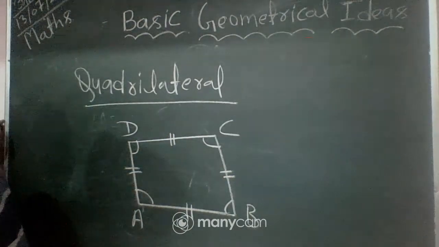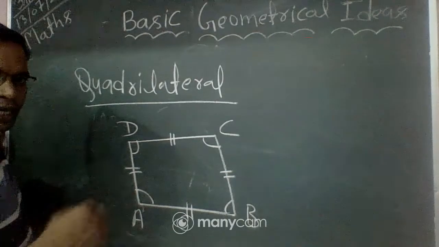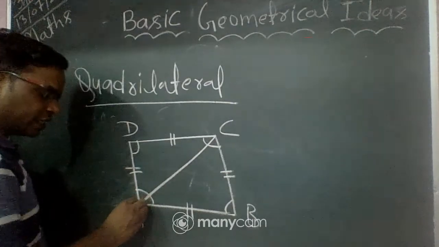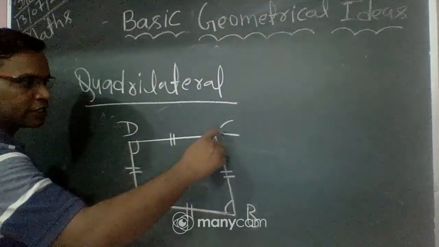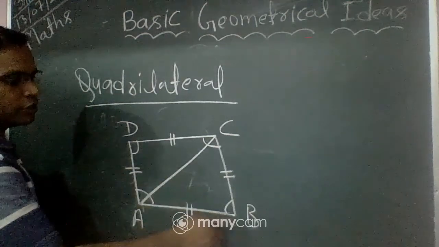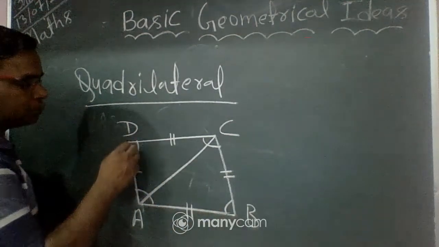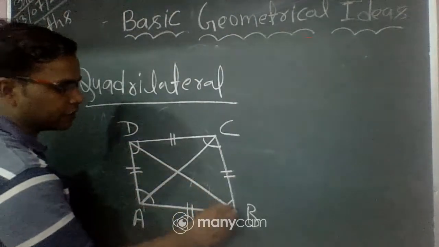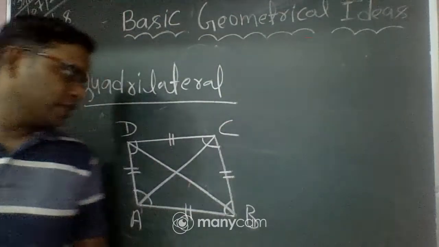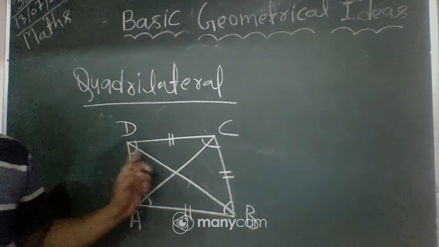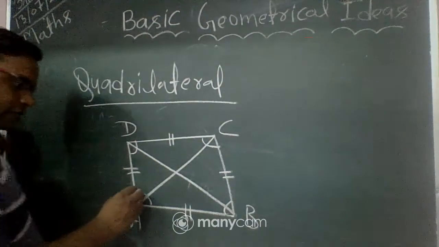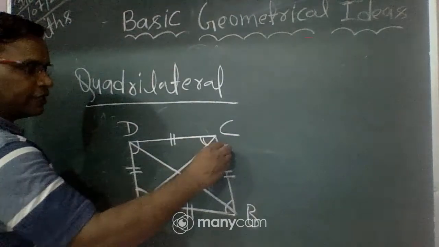And it has two diagonals. If you join opposite vertices, vertex A is opposite to vertex C. This is called a diagonal. Vertex B is opposite to vertex D. If you join them, this is also called a diagonal. So a quadrilateral has two diagonals, named AC and BD. Is this clear?